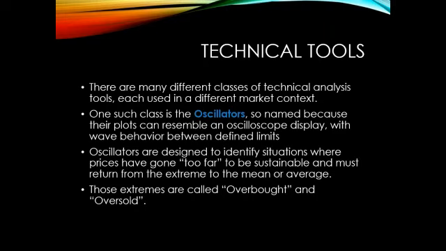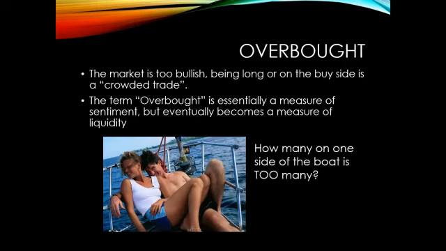There are many different classes of technical analysis tools, each used in a different market context. One such class is the oscillators, so named because their plots on a screen can resemble an oscilloscope display with wave behavior between defined limits. Oscillators are designed to identify situations where prices have gone too far to be sustainable in one direction and must return from that extreme to the mean or the average. Those extremes are called overbought and oversold.